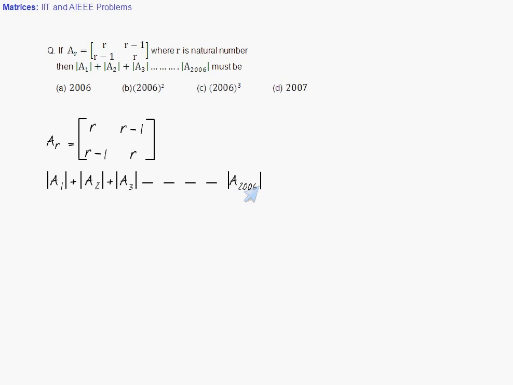Now let us proceed. First we will calculate the value of determinant A1. In order to calculate the value of determinant A1, we will put R equal to 1. So the determinant will become 1, 0, 0, 1.